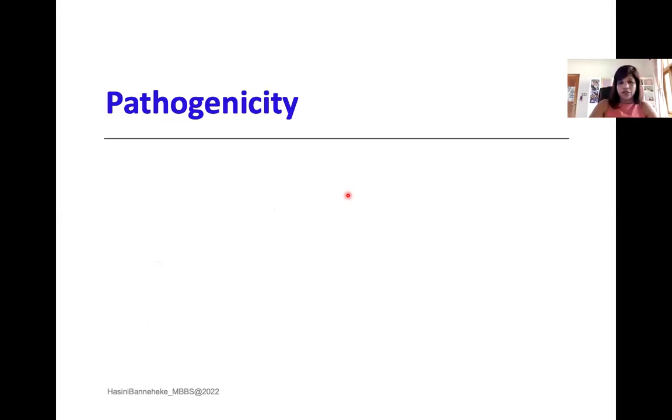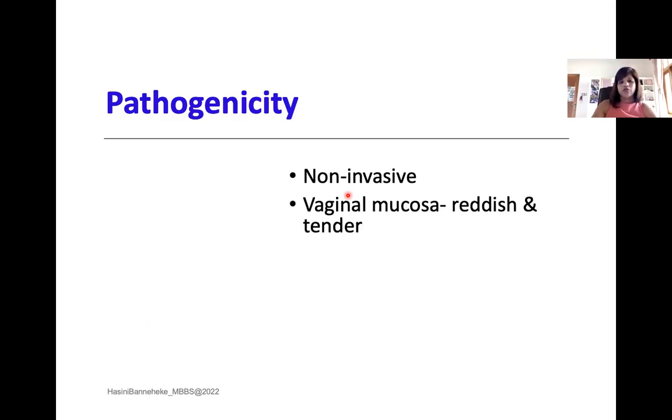Moving on to the pathogenicity now, this parasite does not invade. Now you learned about amoebiasis by now, I guess. So amoeba is a parasite which can invade into the intestinal tract, the large intestine. But this one, wherever it is in the genitourinary tract, it does not invade. It's just non-invasive. It just adheres to the surface and stays. So if the patient is a female and the parasite is adhered to the vaginal mucosa, the vaginal mucosa will have a reddish, tender appearance.